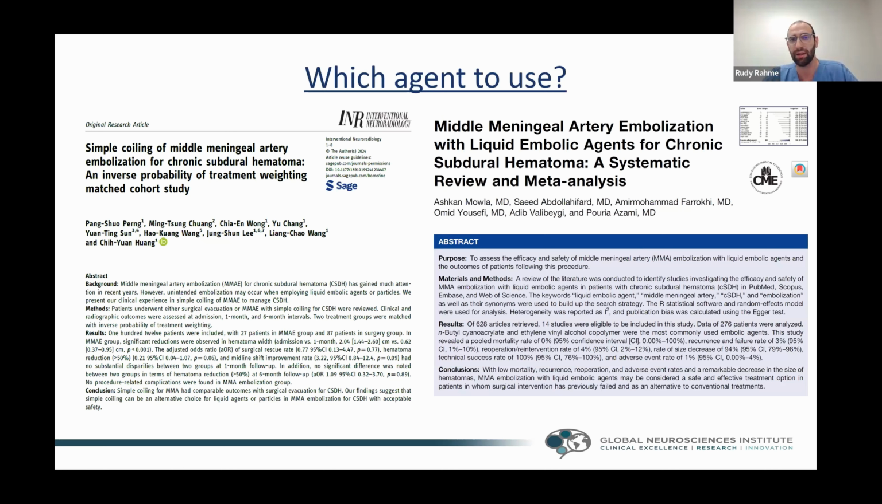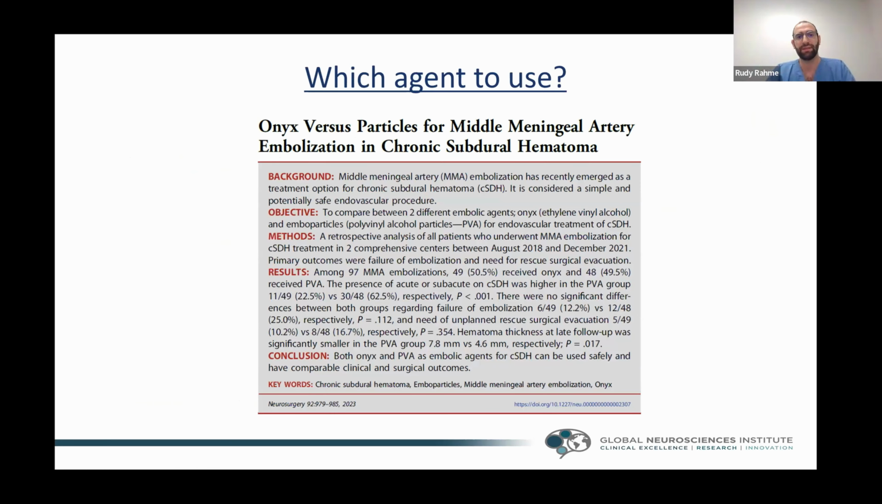Another trial they did using a liquid embolic, same thing. This is a systematic review, a meta-analysis using just liquid embolics. Same thing, great results, low complication, low recurrence. This is one of the rare trials that compared Onyx versus particles. Both had great results. Both had very low failure rate of embolization. Both had very low and similar unplanned rescue surgical evacuation. The only difference is that on late follow-up, the volume of subdural hematoma was significantly lower in the particle group.